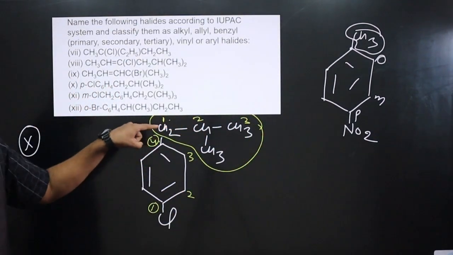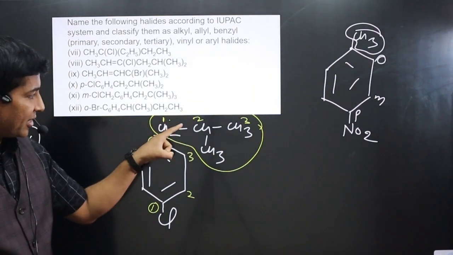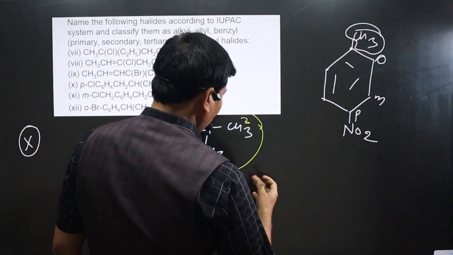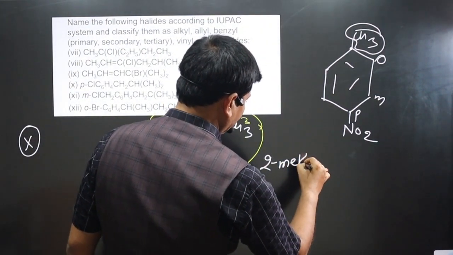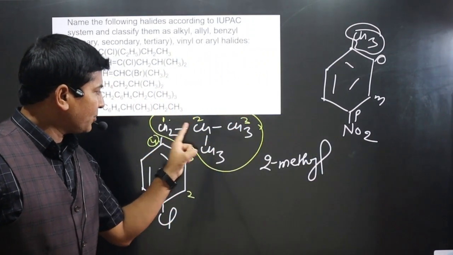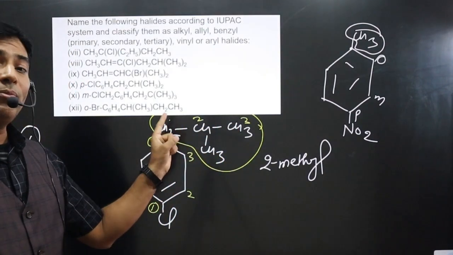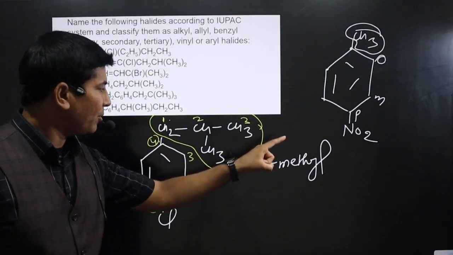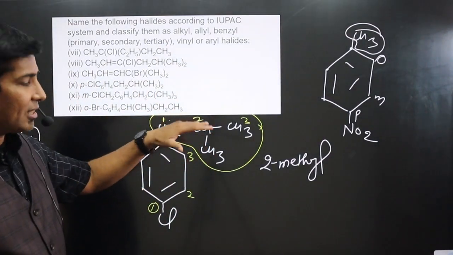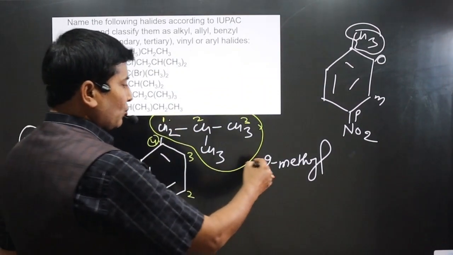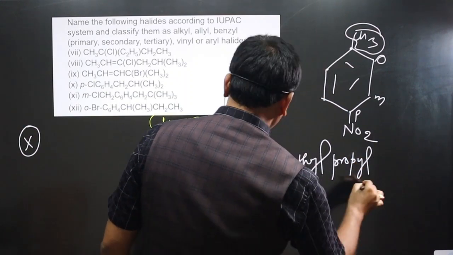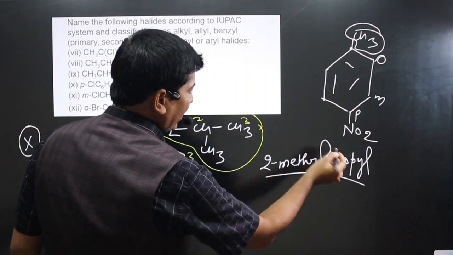In this mini parent chain, the alkyl group is attached to the second carbon, so we can mention 2 methyl. Then in this chain, how many carbons are there? 3. So we mention propyl, 2 methyl propyl. We do not mention propane because it is not the main parent chain; it is the mini sub parent chain. So for this group we have the name 2 methyl propyl.